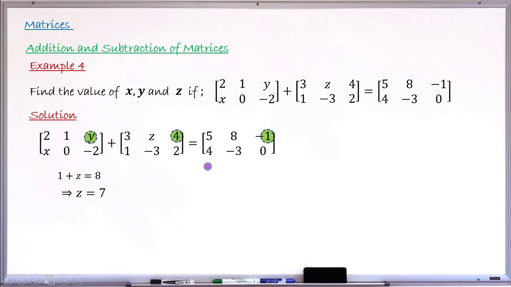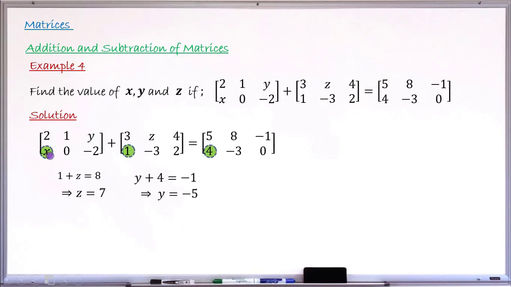So I can now form a simple equation, that is y plus 4, because we are adding the 2 matrices to get this matrix. So y plus 4 will give me the element in the corresponding position, which is minus 1. So I can now take this 4 to the right hand side where it will change to minus. Combine with minus 1, you now have y equals minus 5. Let me take the last unknown. The last unknown is x.